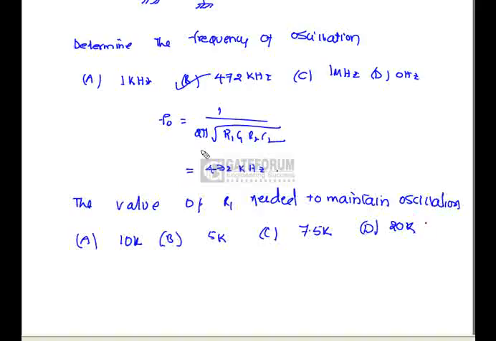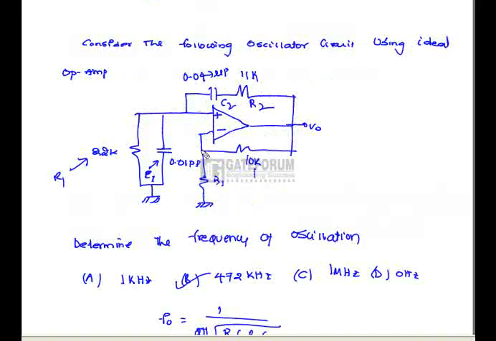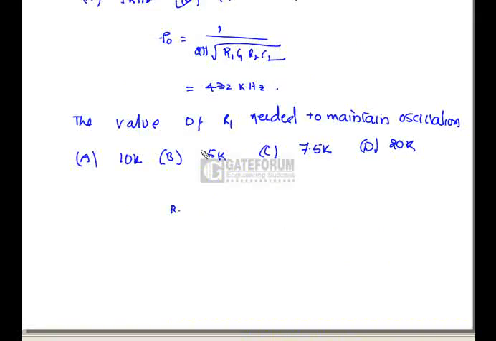Here, in the above circuit, find the value of R1 needed to maintain the oscillation. The condition for oscillation is, suppose we assume this resistance is R2 and this resistance is R1, R2 must be 2R1. Here R2 is 10k, and 2R1 means R1 is 5k. Hence option B is correct.